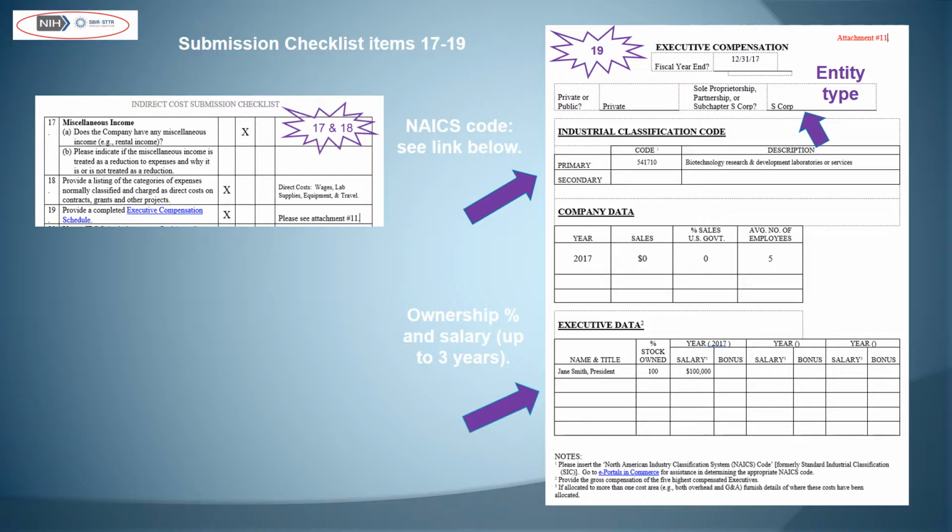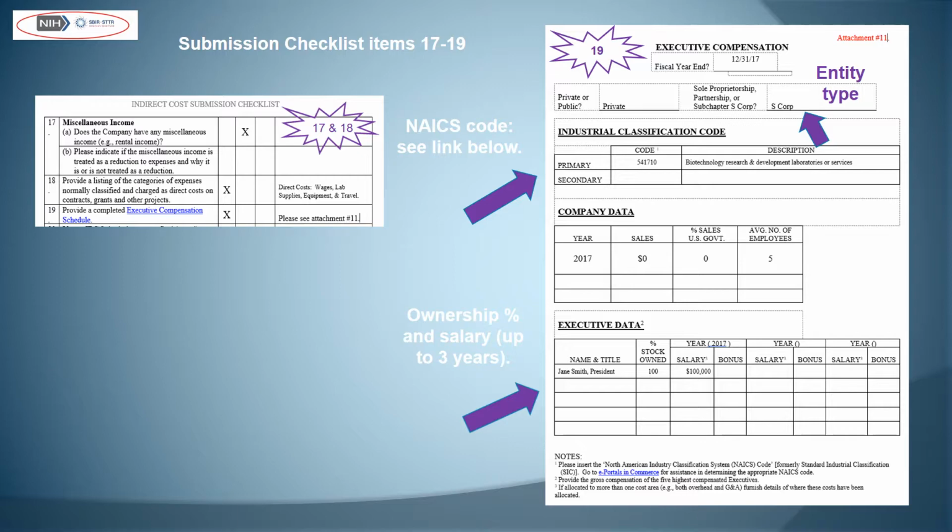Item number 17 is miscellaneous income that your company has. If they have any, it should be documented here. Item number 18 are accounts or categories that your company normally considers as direct costs. You should be able to get this information from your grant application and the award letter. Typically, they would be wages, equipment, supplies, and travel. Write the account names in the comments box if you have enough space.